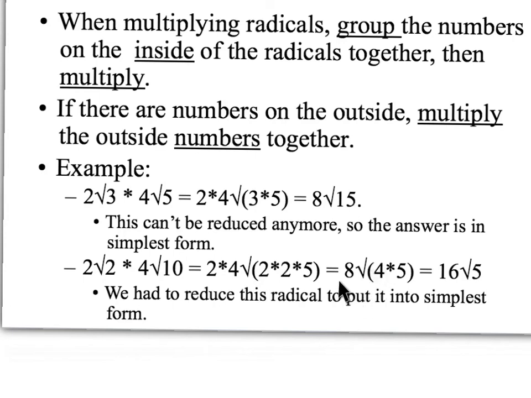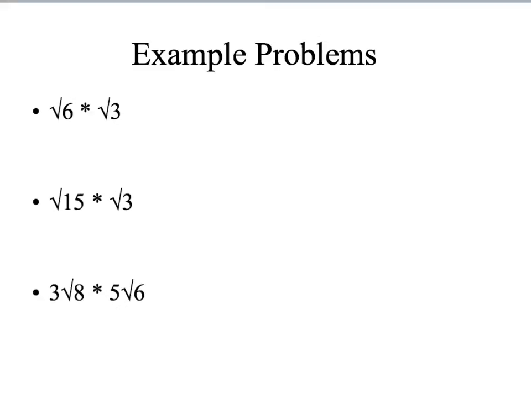So when we bring that 4 out from underneath the radical, it comes out as a 2, because our 2's get multiplied. Square root of 4 is 2, and 2 times 8 becomes 16, and then what's left under that radical is now in simplest form. So let's do some more example problems.